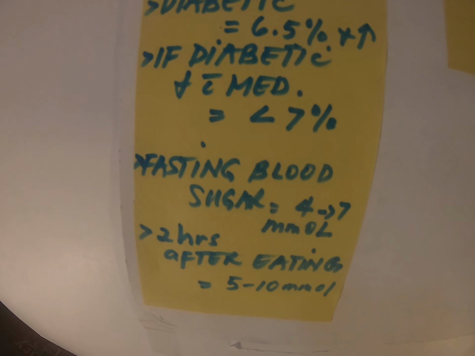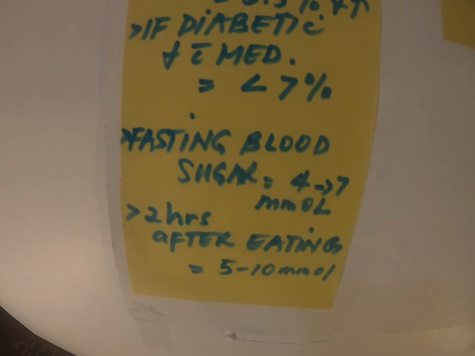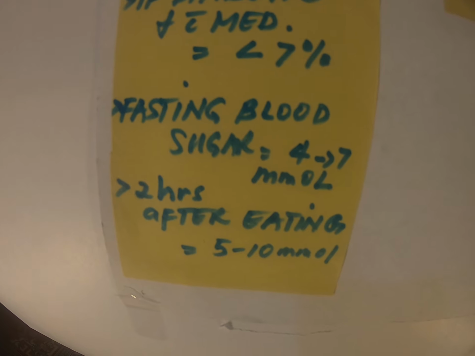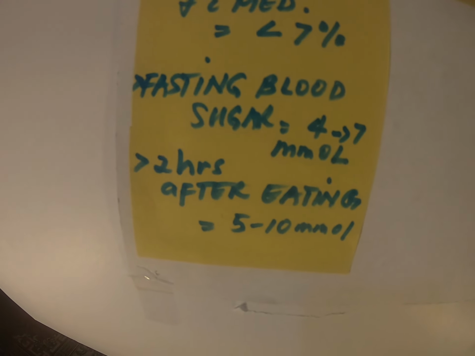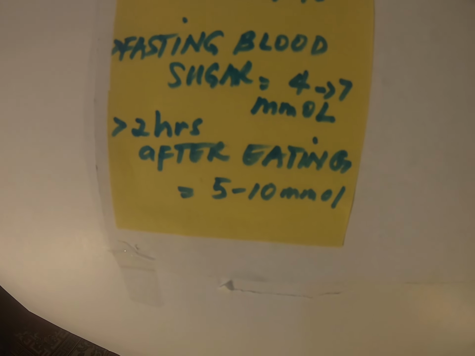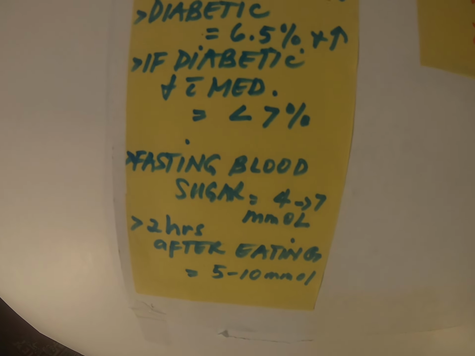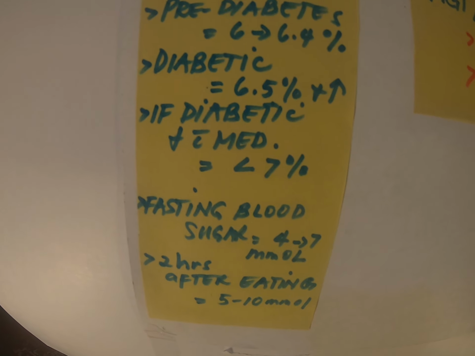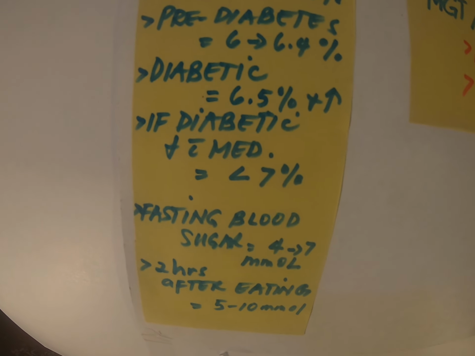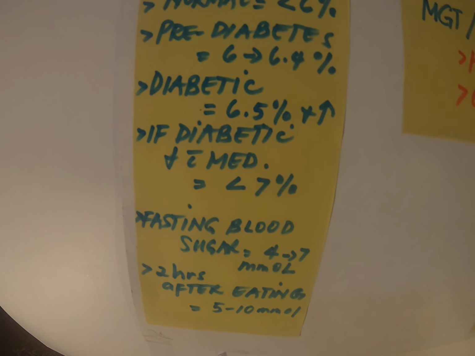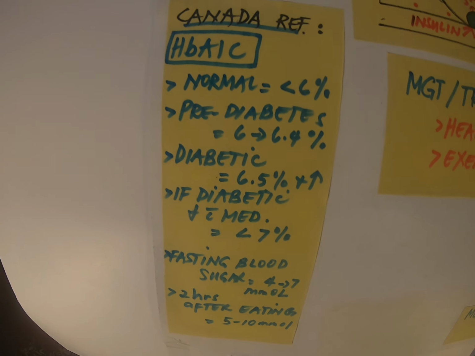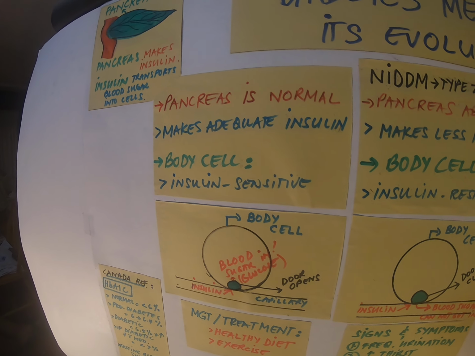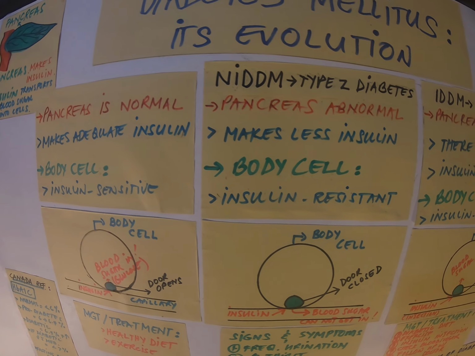How about the fasting blood sugar here in Canada? It will be 4 to 7 before breakfast. It is expressed in millimole per liter. 2 hours after eating, it should be 5 to 10 millimole per liter. In other places, they don't use millimole, they use milligrams per deciliter. All we have to do, if it is in millimole, is multiply the millimole by 18, and it gives you the milligram per deciliter.